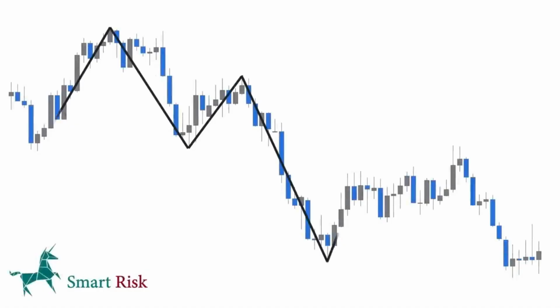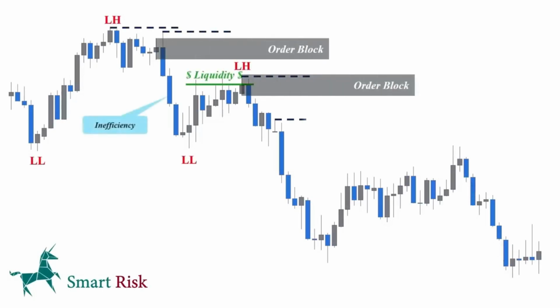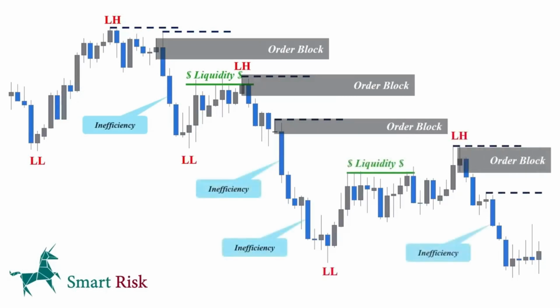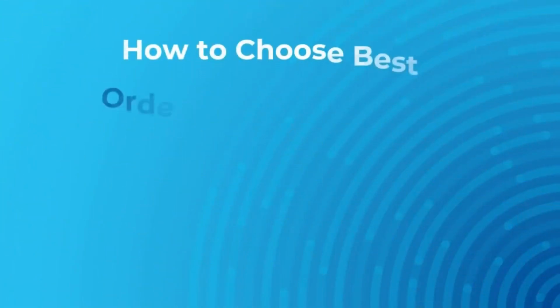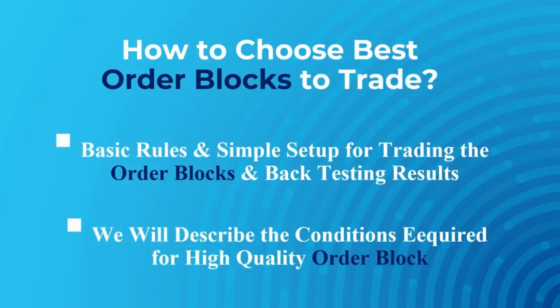We applied multiple rules to see if they really increase the win rate of order blocks and gathered some of the most interesting results. We concluded that order blocks work under certain conditions when some repetitive patterns happen in the market. So in this video, first we will explain the basic rules and a simple setup for trading the order blocks, and we will show you the backtesting results. Second, we will describe the conditions required for high probability order blocks and how to increase the win rate.